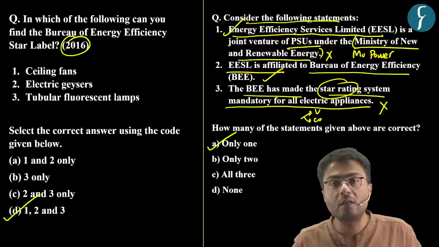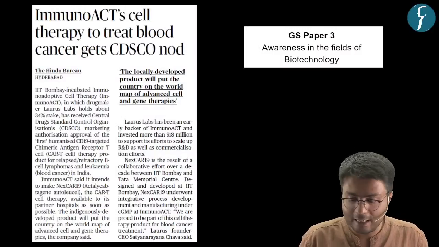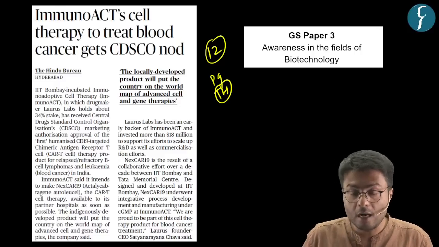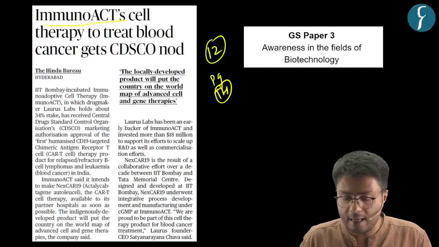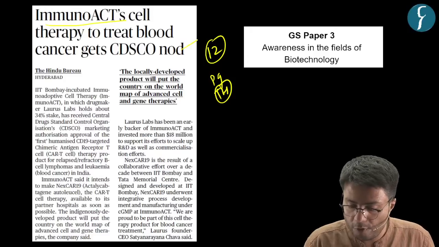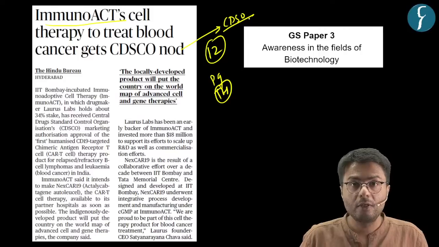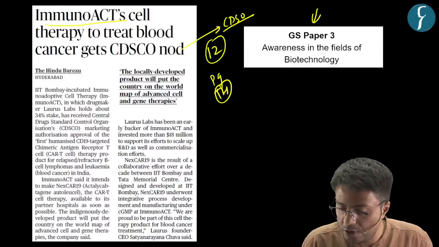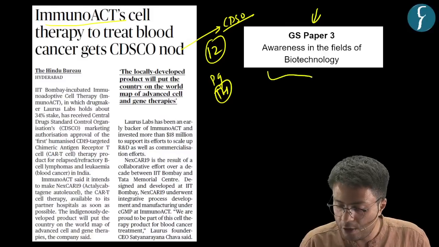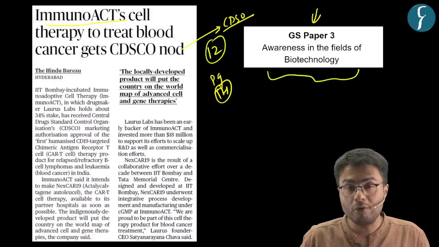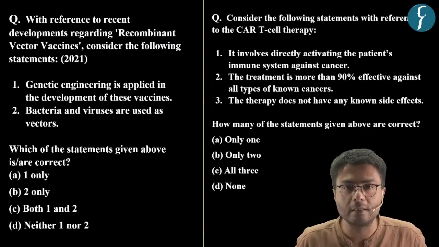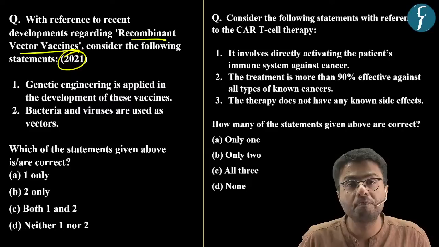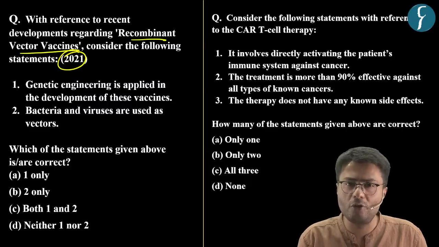Now let us move to the fourth article of the day, which appeared on page 12 of the Hindu newspaper. In this article, a company called ImmunoACT had its cell therapy to treat blood cancer approved by the CDSCO. Hence, in the scope of our today's discussion on CAR cell therapy, it is important because UPSC in GS paper 3 highlights awareness related to the field of biotechnology. This topic is important from the prelims perspective as well because UPSC in 2021 asked a question on recombinant vector vaccines, and hence we have curated a model question based on the same theme.